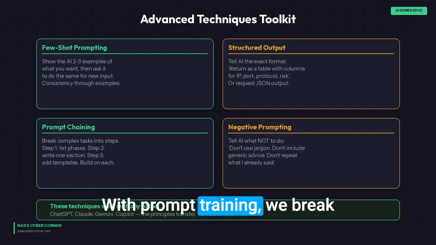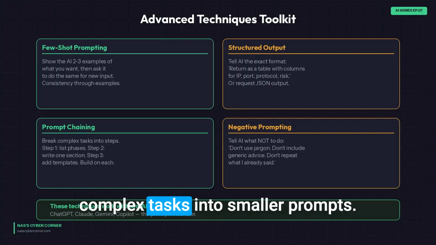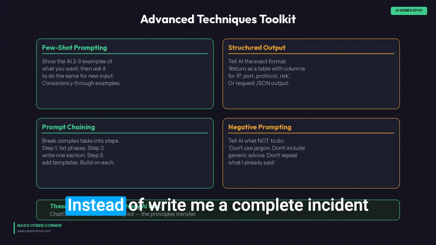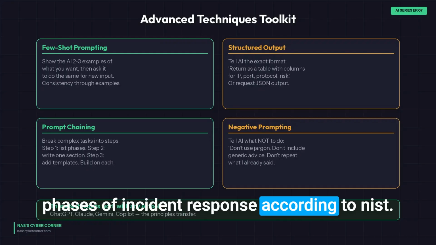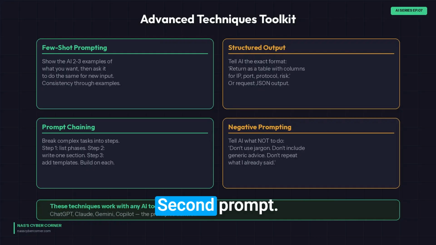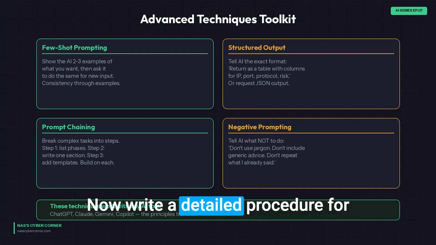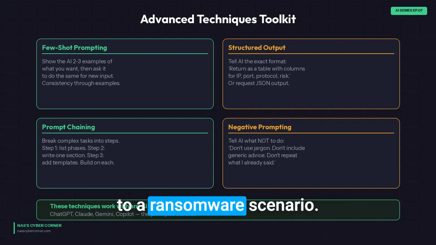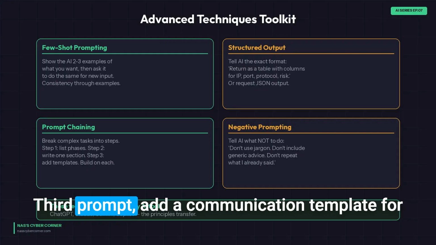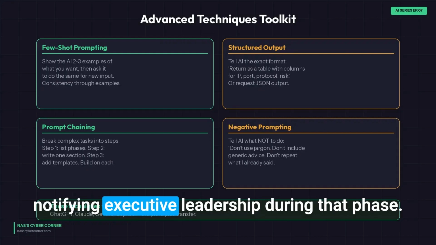With prompt chaining, we break complex tasks into smaller prompts. Instead of, write me a complete incident response plan, your first prompt lists the 6 phases of incident response according to NIST. Second prompt, now write a detailed procedure for the containment phase, specific to a ransomware scenario. Third prompt, add a communication template for notifying executive leadership during that phase.